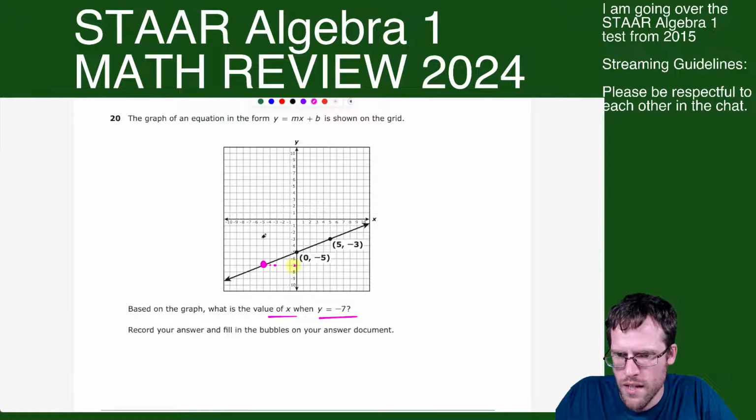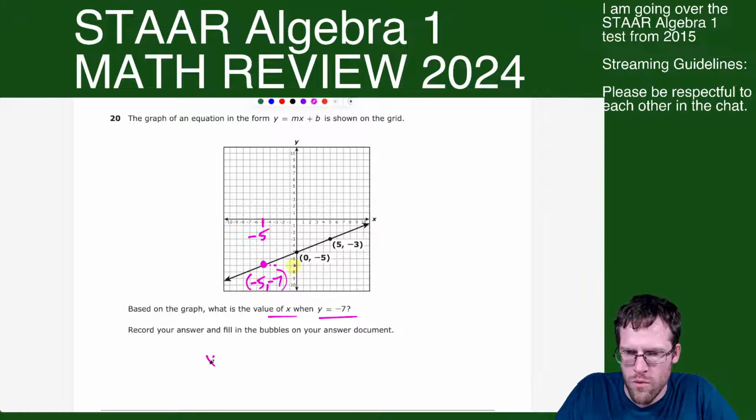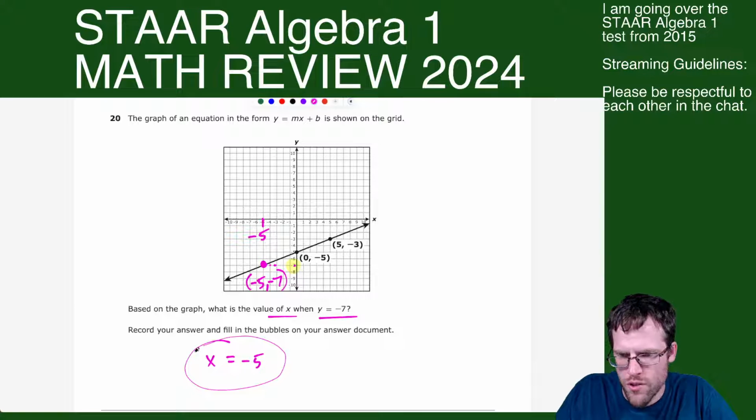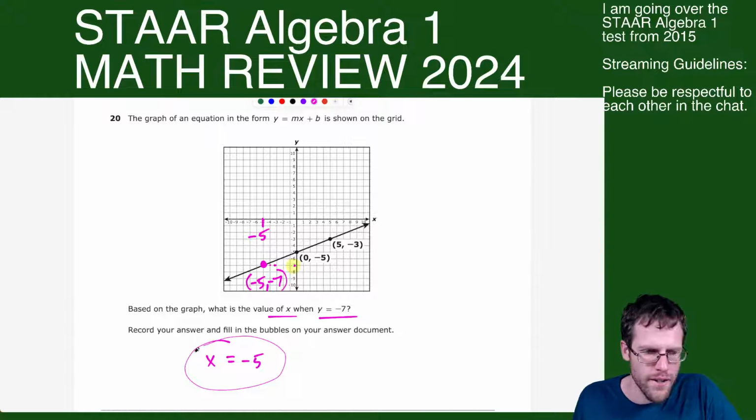And now we scan and we're like, oh, all right, this is the point, negative 5, comma, negative 7. So we're saying when is the y value negative 7 at x equals negative 5? Okay. So what is the value of x when y is negative 7? The x there is negative 5. So it was a little tricky, I guess, because you have to search in terms of x, but that is the way.